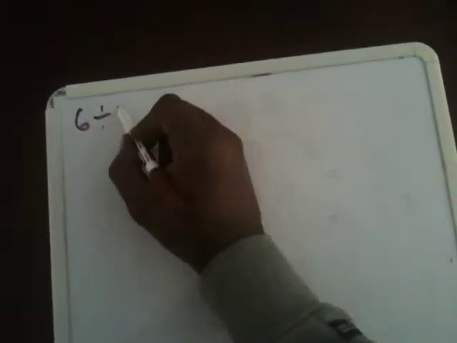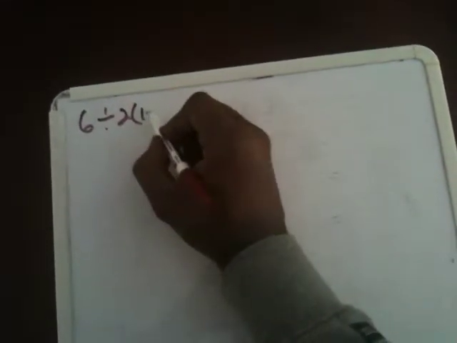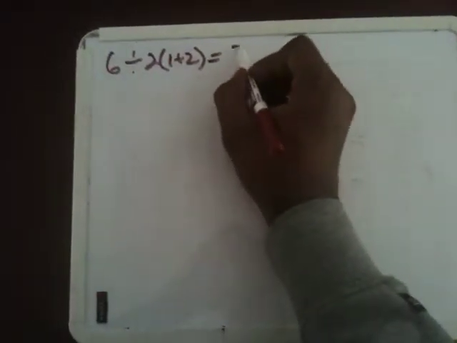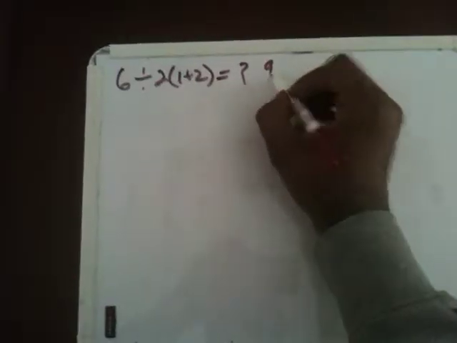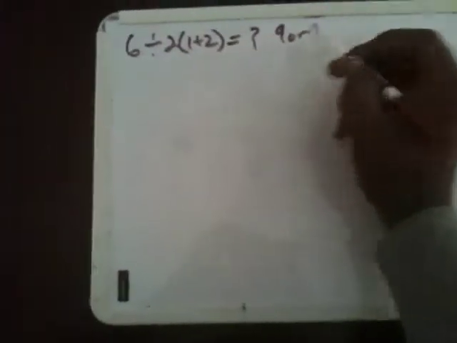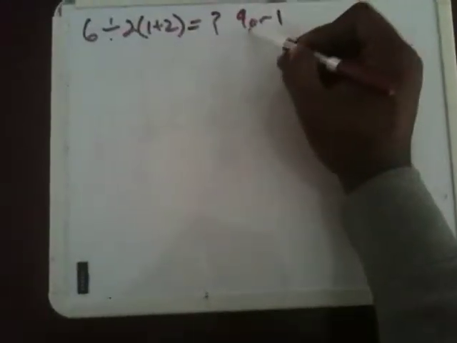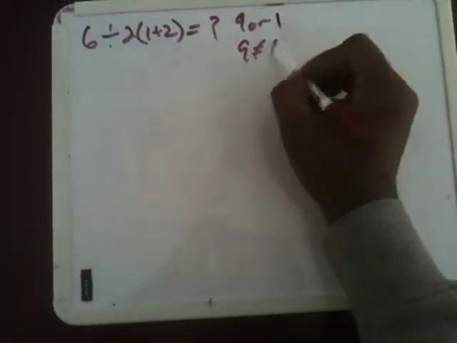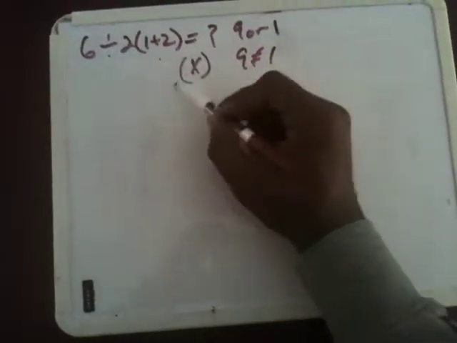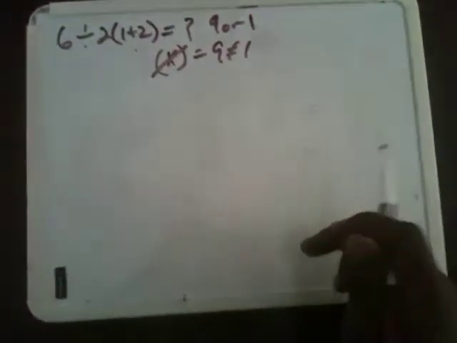Today we're going to finally put to rest the age-old mystery Facebook question. What is 6 divided by 2 times 1 plus 2? What does that equal to? Is it 9 or is it 1? Now, the reality is 9 cannot equal 1. So this equation, because we're not solving for x, cannot be both.